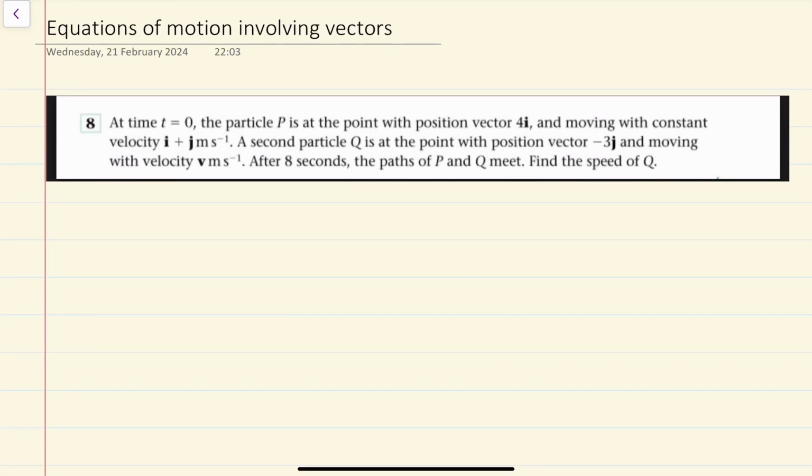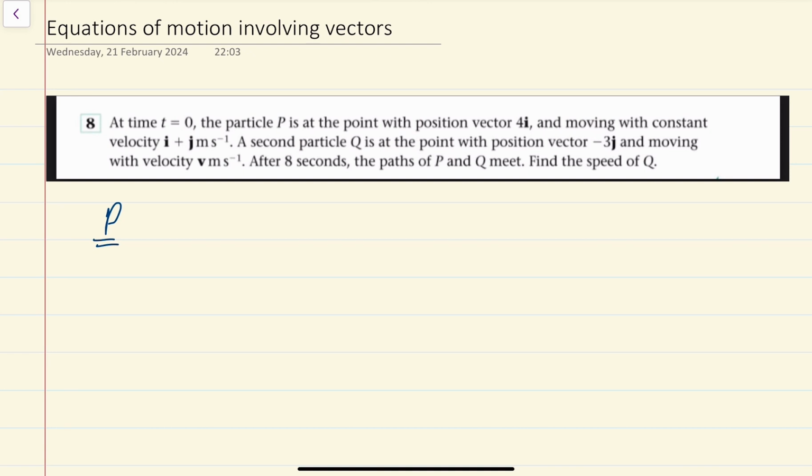This question involves vectors and motion, and we're going to see two particles moving with two vector equations and find out where they move. Okay, first thing it says, at time t equals 0, a particle P with position vector 4i and moving with a constant velocity of i plus j.